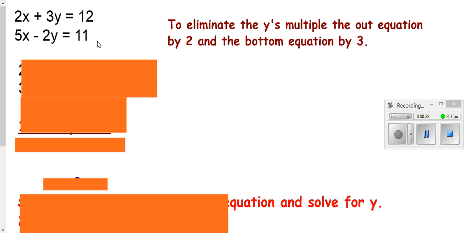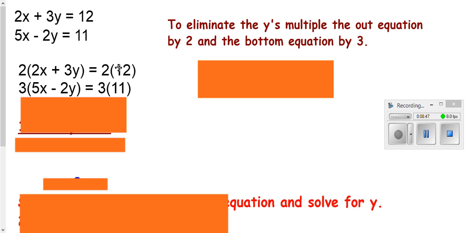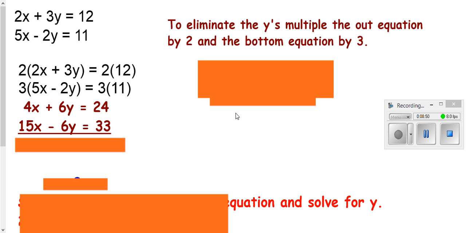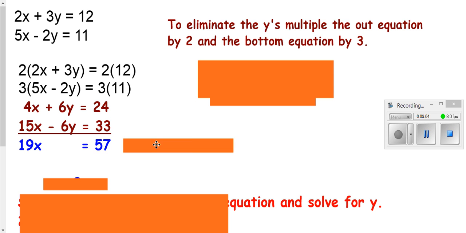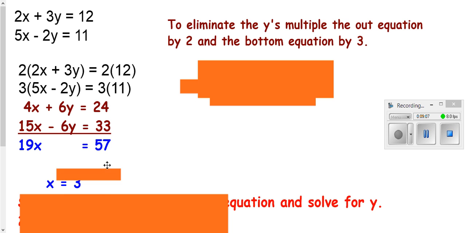Sometimes you actually have to multiply both equations by different numbers. Here, you'll notice I already have opposites on my y's, but the numbers in front aren't the same. So I'm going to multiply the top equation by 2, the bottom equation by 3. Top equation by 2 gives me this, bottom equation by 3 gives me this. Now all I'm going to do is add my x's, add my y's. Well, 6y minus 6y is 0y, and then I get 57. So I get x to be 3.